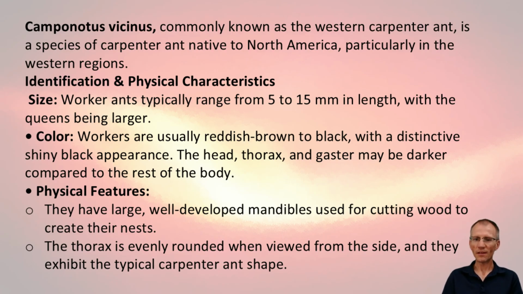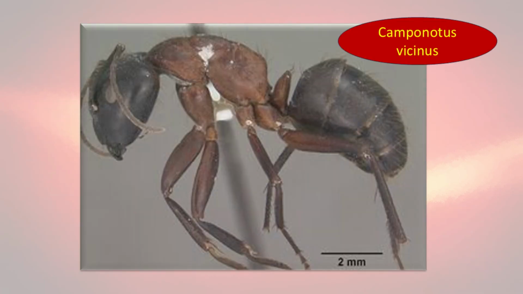Physical features. They have large, well-developed mandibles used for cutting wood to create their nest. The thorax is evenly rounded when viewed from the side, and they exhibit the typical carpenter ant shape. Take a few moments to review the image of Camponotus vicinus.